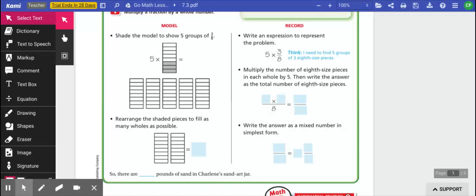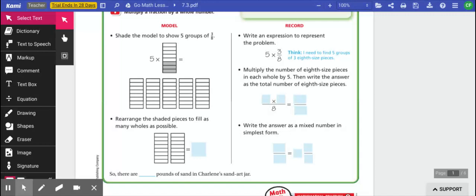Morning, guys. I just wanted to post a little review of the lessons before I ask you guys to complete a Show What You Know today. So I'm going to review really quickly the modeling.